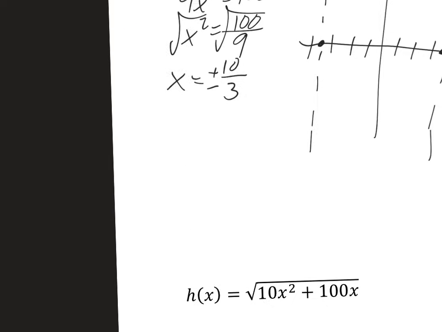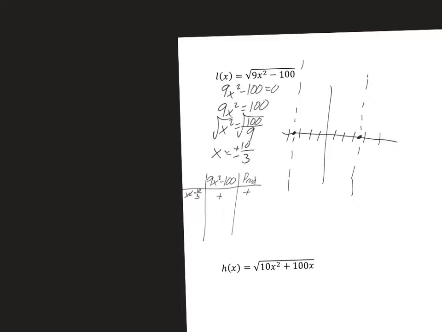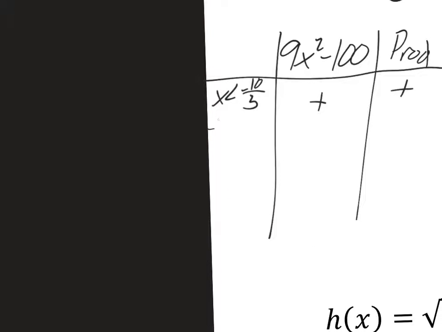Now we're going to make our sign chart. So we have 9x squared minus 100. And then you can do the product if you want. I'm going to go ahead and just do it just so it's consistent all the time. So x is less than negative 10 over 3. So that means that this is going to be positive. And that means this product is going to be positive. So that means this side right here is positive.